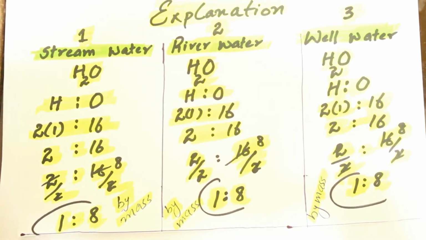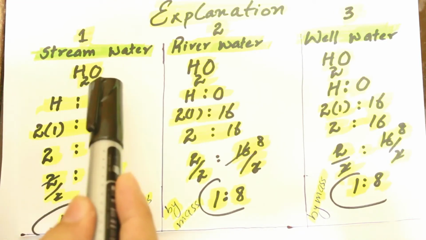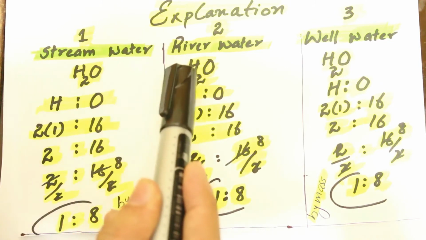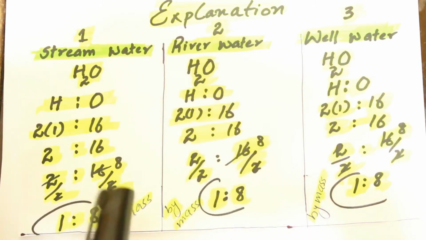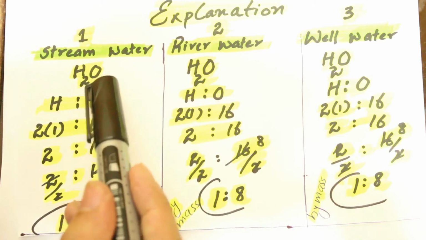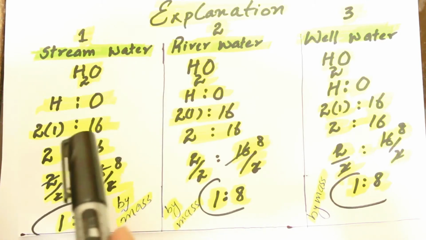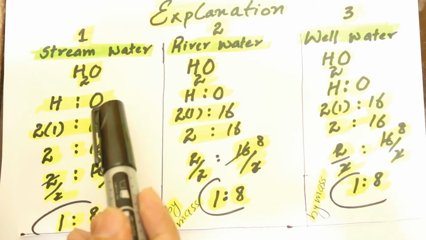Now, to explore this idea further, we will discuss different examples. So the first one is, we take three different samples of water from three different sources. One is a stream, the second one is a river, and the third one is well water. We write down the formula H2O. Now we write down the symbols of hydrogen and oxygen.